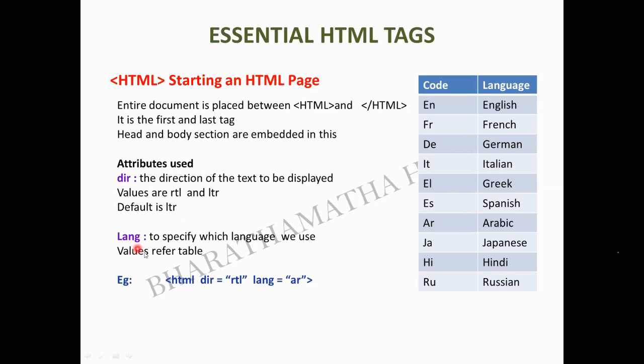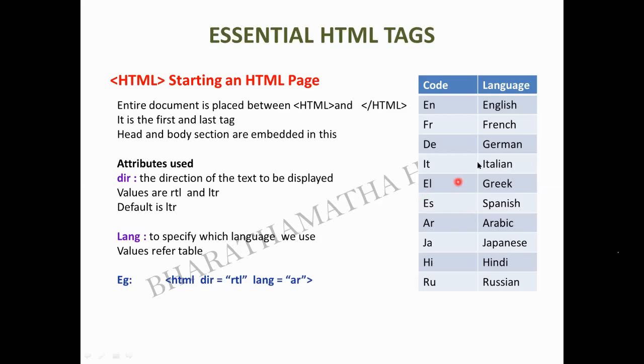For example, if you take the Arabic language, here you have AR, which means Arabic. If you take that Arabic language or the Urdu language, you have seen that their writing is from right to left. So the dir attribute is very important.